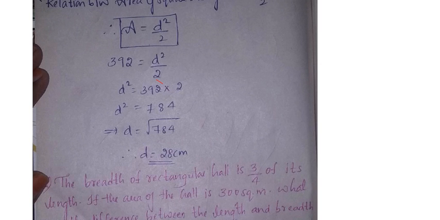Now d square equal to 392 into 2, which is 784. Then d equal to square root of 784, and therefore d equals 28. Our value is 28 centimeters. You can note it down. I will move to the other problem. Later you can take screenshots and note down every problem.